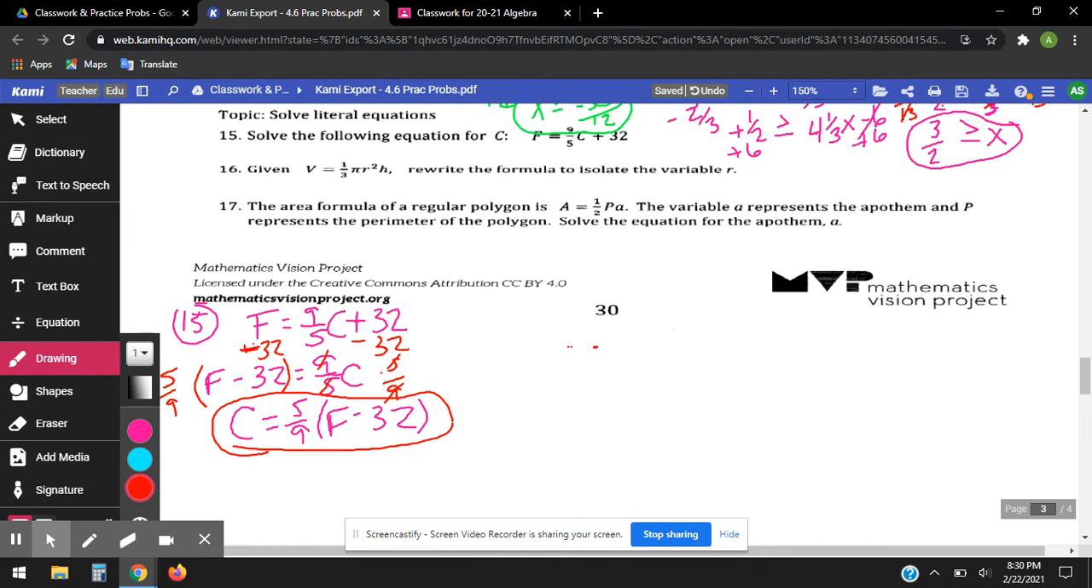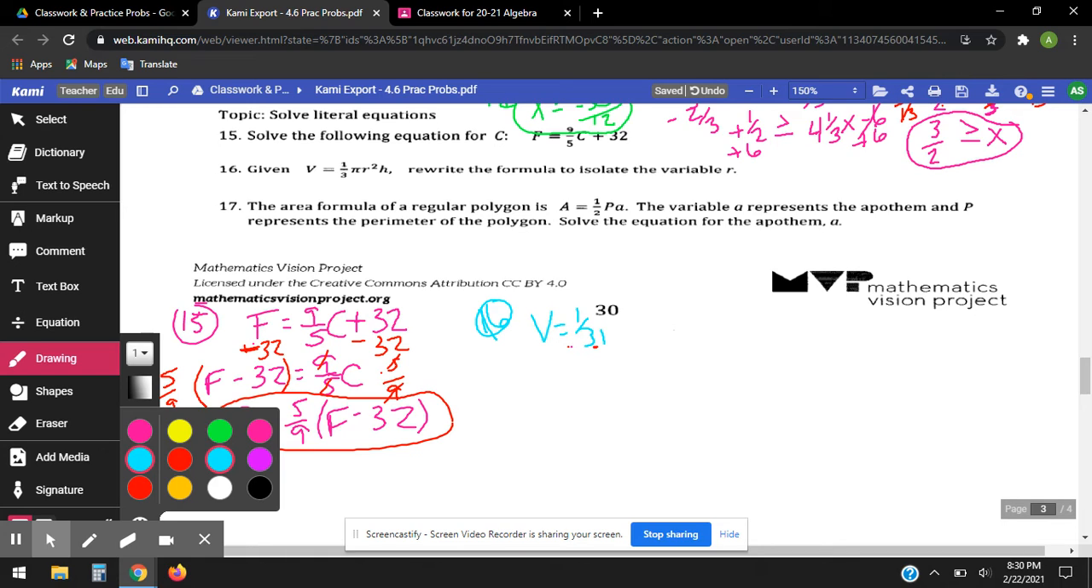All right, 16. Given V equals 1/3 pi r squared h, rewrite the formula to isolate the variable r. So 16, V equals 1/3 pi r squared h. Well, we need the r by itself. So let's get rid of everything. Let's go ahead and do the fraction first. To get rid of a 1/3, we need to times by 3, right? So times 3. So we have 3V.